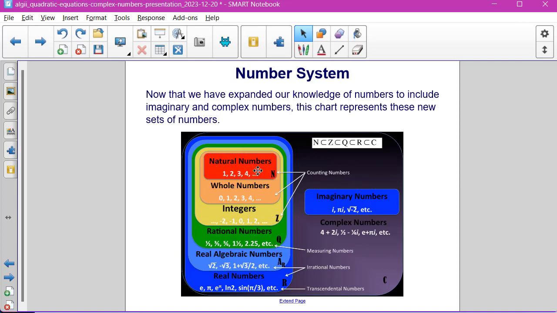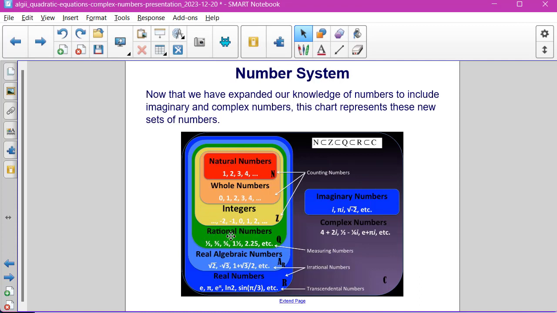Our innermost set of numbers is our natural numbers, or our counting numbers, so counting from 1, 2, 3, 4, all the way up, and it keeps on going. Our whole numbers are the natural numbers and the number 0. Integers are the whole numbers and their opposites. So we not only have 0, 1, 2, and keep on going, we also have -1, -2, and we keep going in the negative direction.